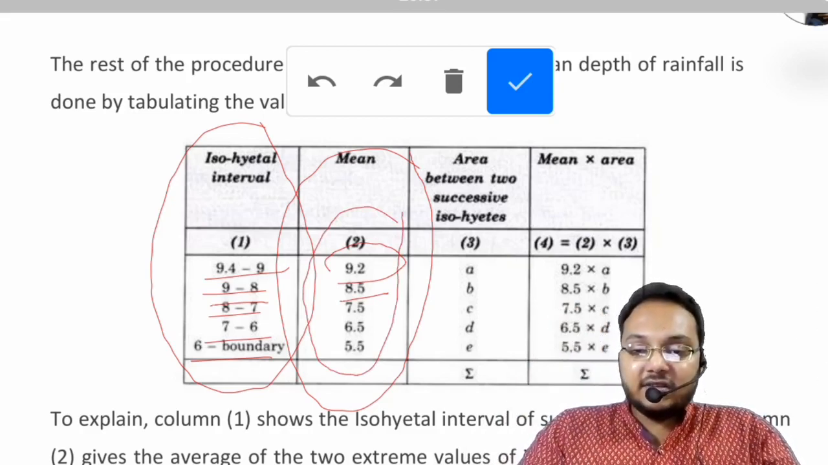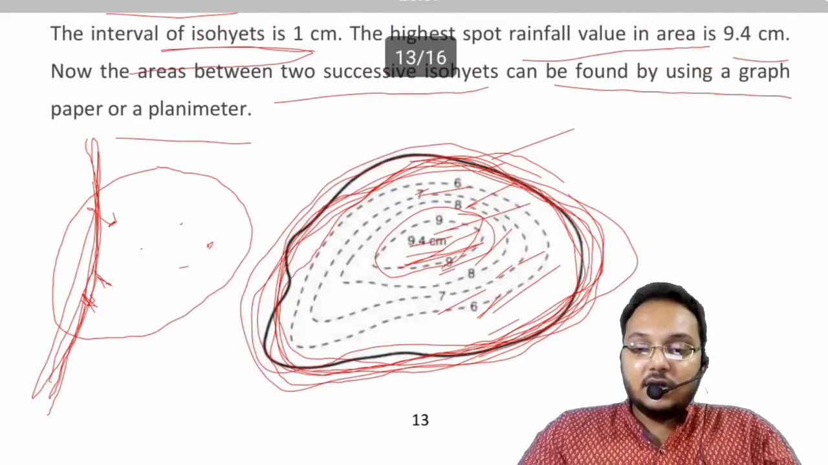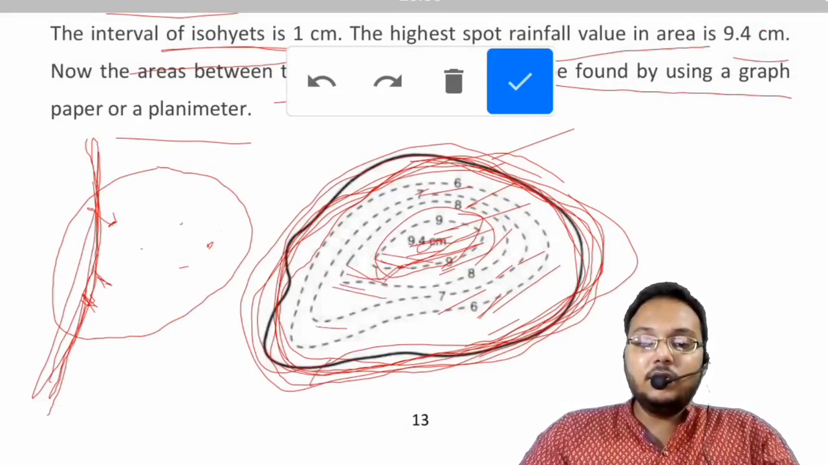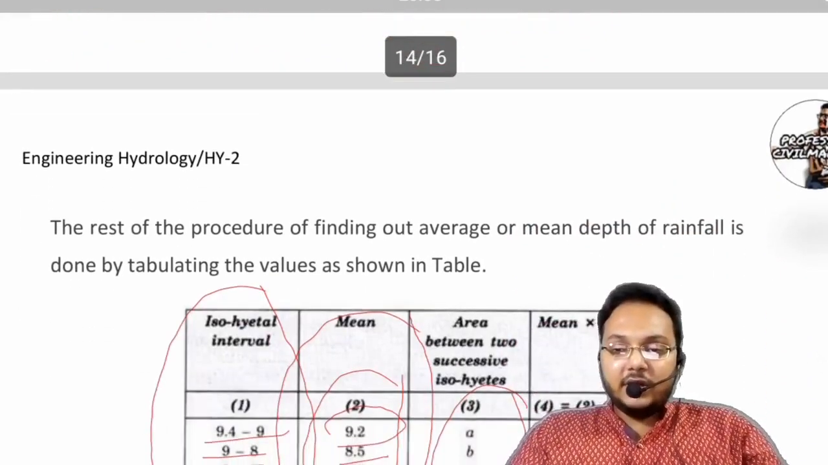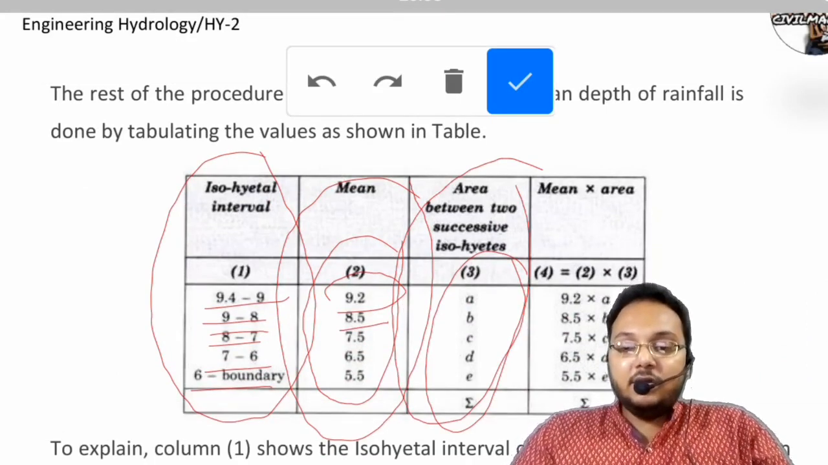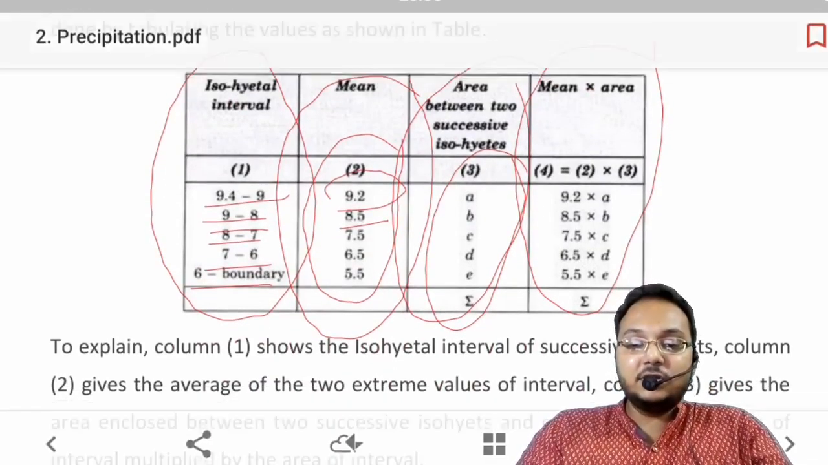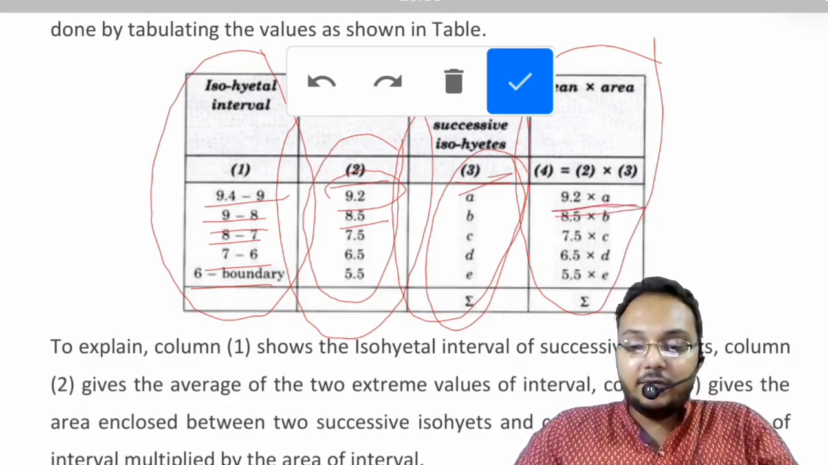And then the area between two successive isoheights will be given. Suppose I take the first area as A, and the areas between the next isoheights will be referred to as B, C, D, E, F. We dedicate the third column to the area between two successive isoheights. In the fourth column we write the mean multiplied by the area, which is the simple multiplication of the value in column 2 by the value in column 3. That is, we have 9.2 multiplied by A for the first observation, and similarly for the other five.